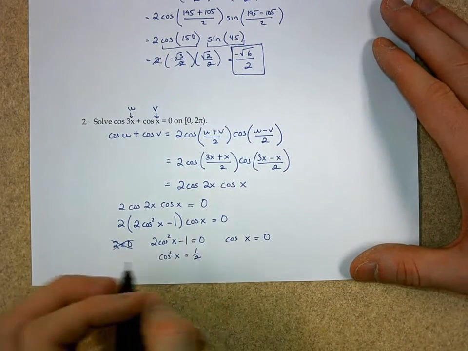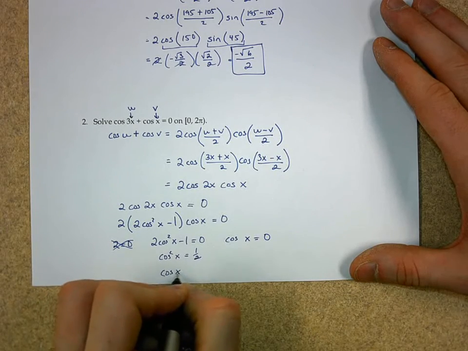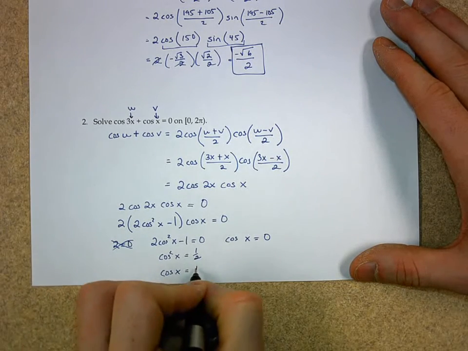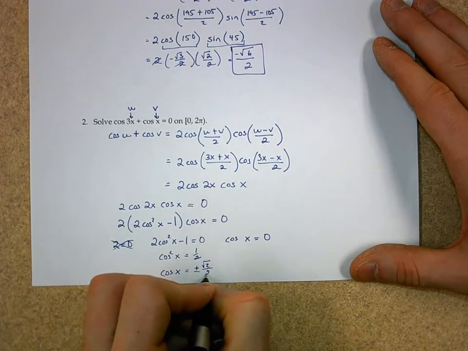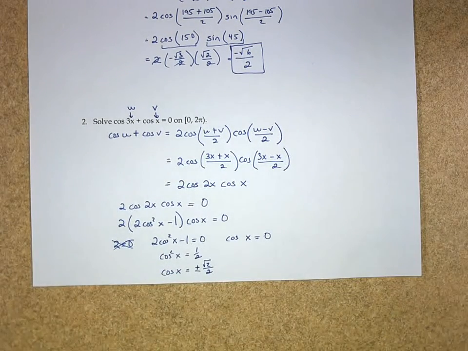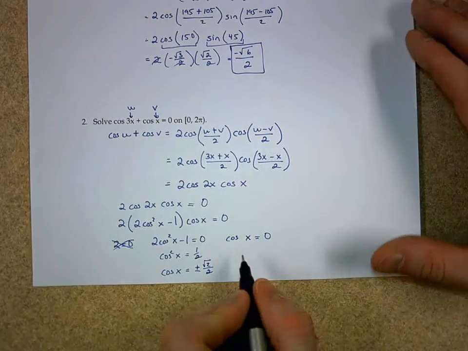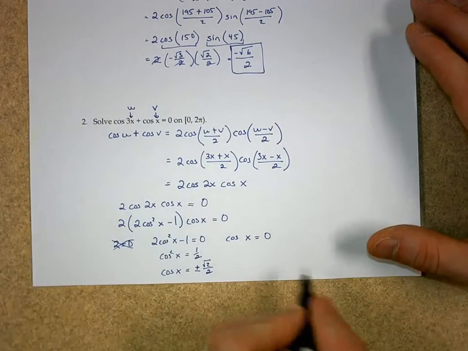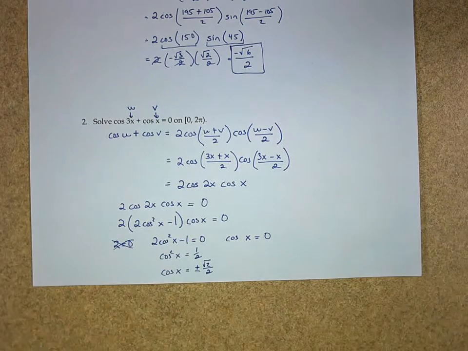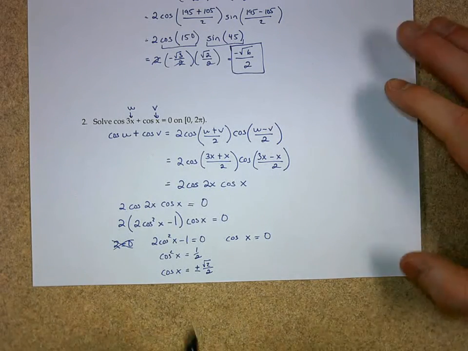So here with this guy, we'll have cosine squared of x is equal to 1/2. Take the square root to both sides, and we get the cosine of x is equal to plus or minus the square root of 2 over 2, once we rationalize everything. Over here, the cosine of x is equal to 0. That one's pretty much simplified down. But I don't really have my answers yet. I want to solve for x.